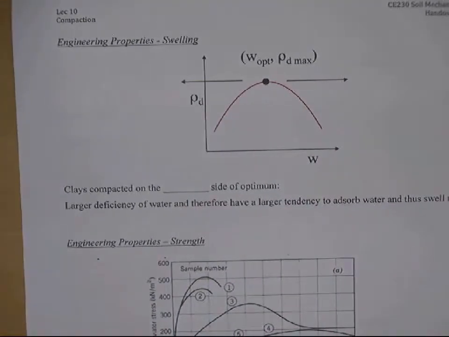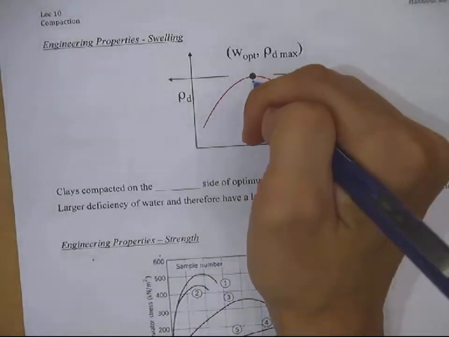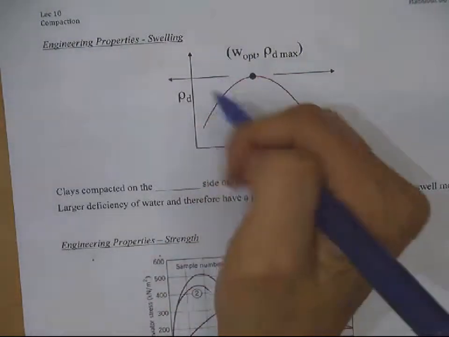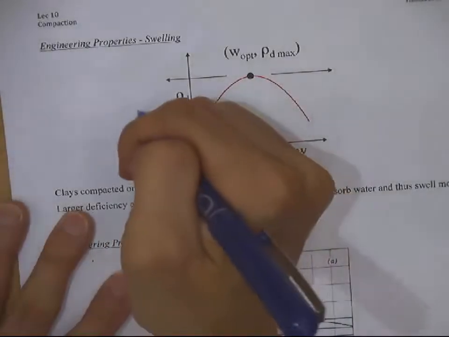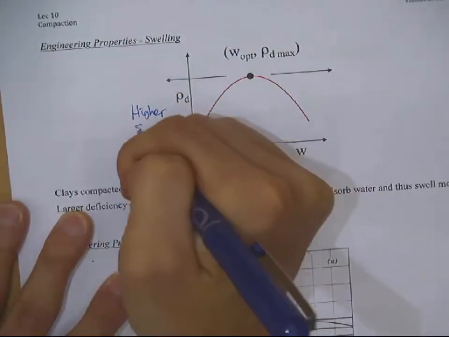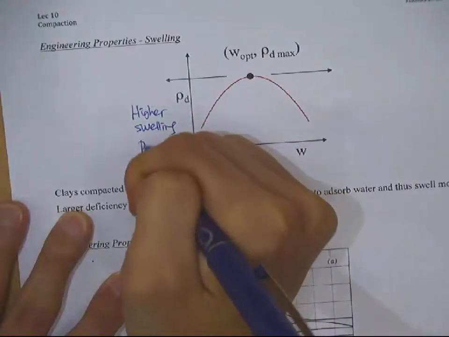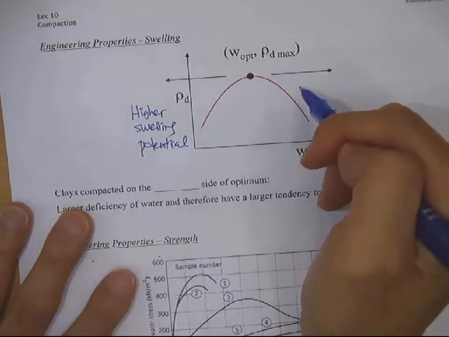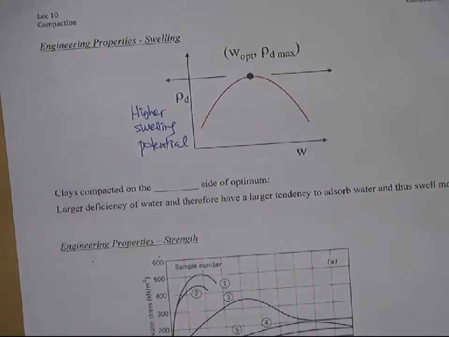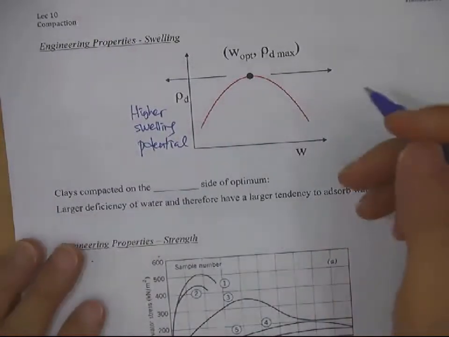Swelling. What is swelling? Swelling is when you add water, their volume expands. So volume increases. It's called swelling. Okay? So here, if you compact the soil at the dry side of optimum, the water content can increase if it rains, right? So then you get the higher swelling potential. And when you compact it at the wet side, you have more water, and when it dries, it may shrink, right? So you have a higher shrinkage potential.